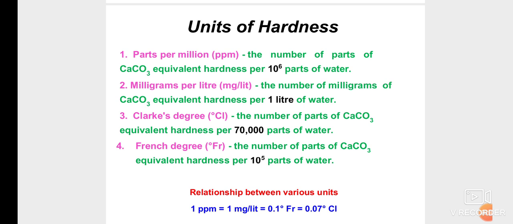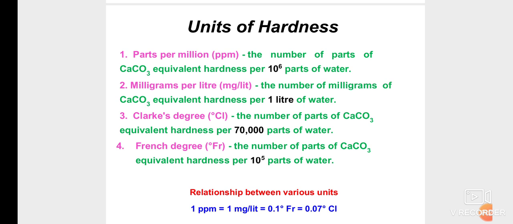So why do we take calcium carbonate equivalent? Because the atomic weight of calcium is 40, carbon is 12, and oxygen is 16. So 3 into 16 is 48, plus 12 plus 40, totally the molecular weight of calcium carbonate is 100. 100 is the round-up value, so we take calcium carbonate equivalent. Once again I repeat, why we take calcium carbonate equivalent to detect the unit of hardness: the molecular weight of calcium carbonate is 100.